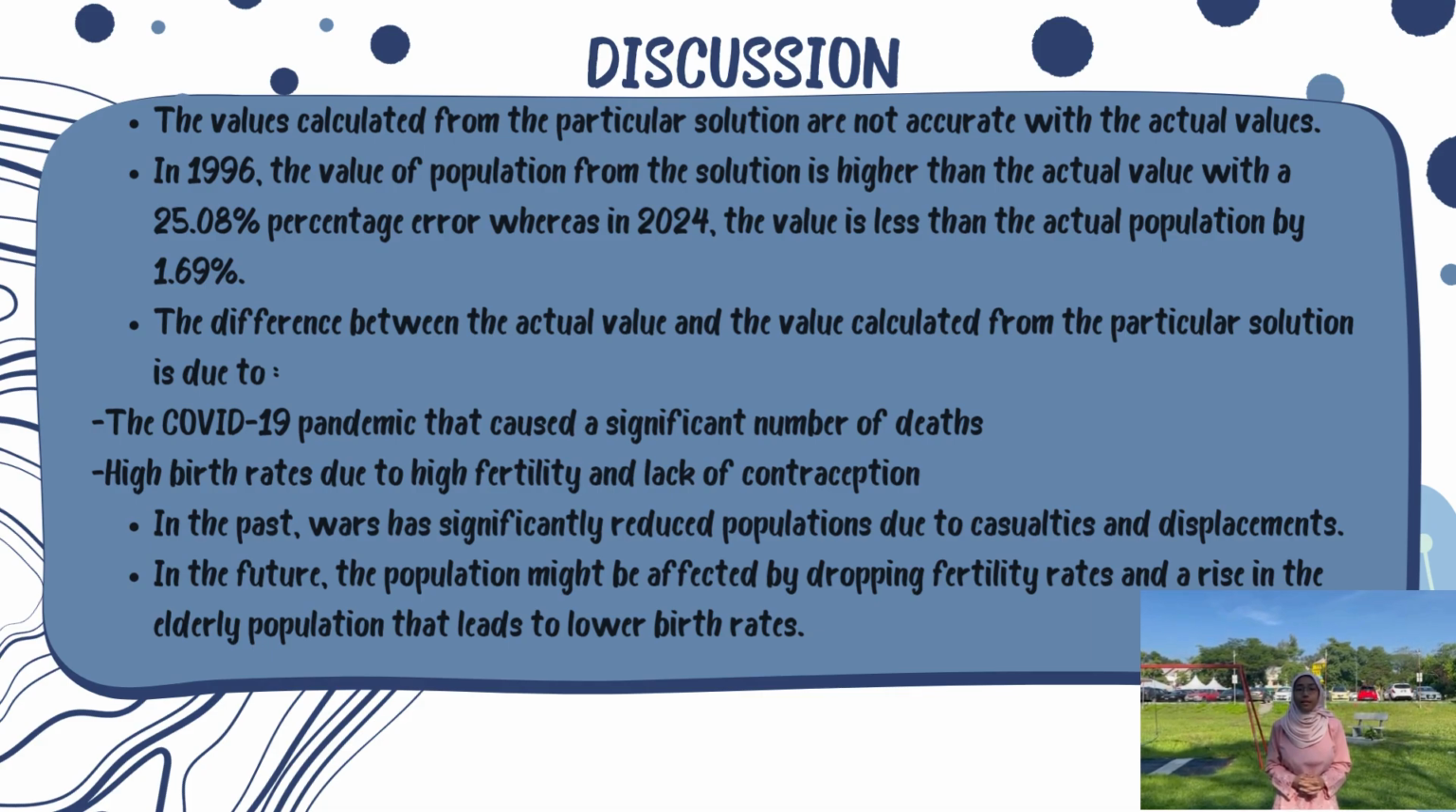The difference between the actual population and the value from the particular solution might be caused by a few factors affecting the number of population at the time. For example, the COVID-19 pandemic in 2020 caused thousands of deaths in Singapore and millions worldwide. Next, the population growth in the past might be affected by high birth rates. This is due to many societies having high fertility following the cultural norms and lack of contraception. On the other hand, wars can significantly reduce populations due to casualties and displacements.